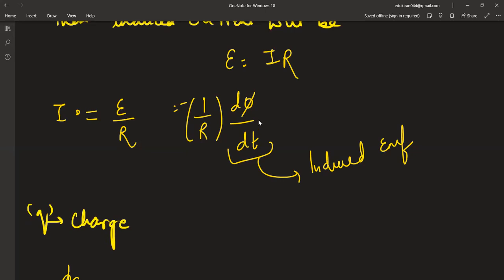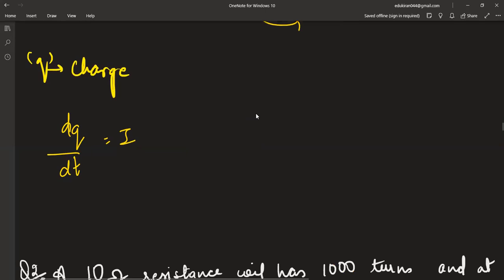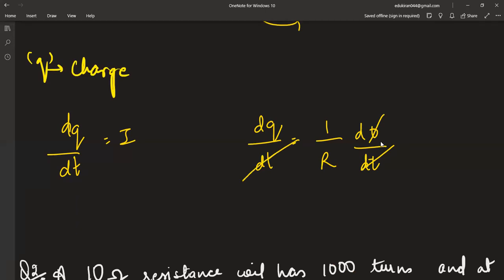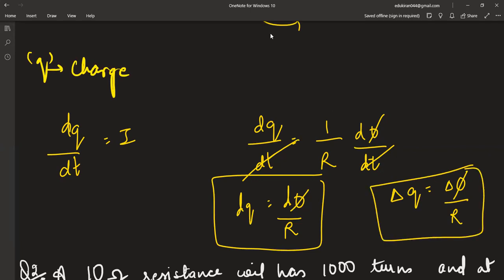Suppose this is asked in terms of charge. You know current is dq over dt. So what you can do, if current is dq over dt, this is equal to current, and the value of current that we have just concluded is 1 by R d phi over dt. This dt cancels. So dq is ultimately equal to d phi over resistance. If a small variation is given, for the charge you can use change in flux by the resistance. This modification you can use. Let's practice one question. First, write it down.